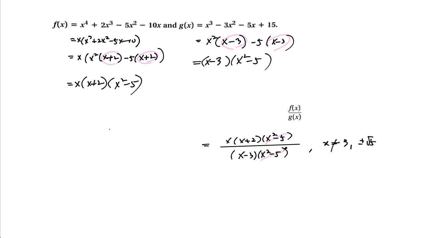Even though it reduces, to find the domain of the original quotient, we have to do it before it reduces. So the final simplification is this. But the domain is x cannot be 3 and plus or minus root 5, but it can be everything else.